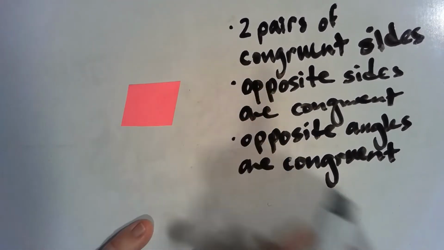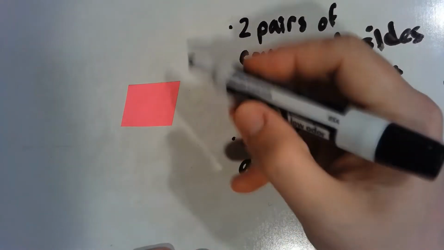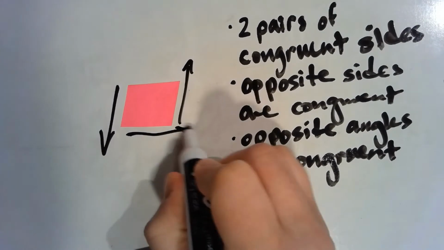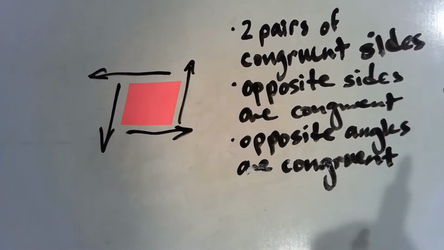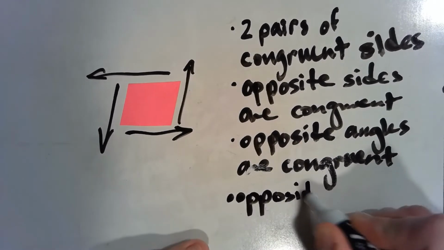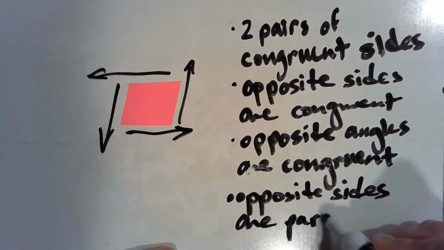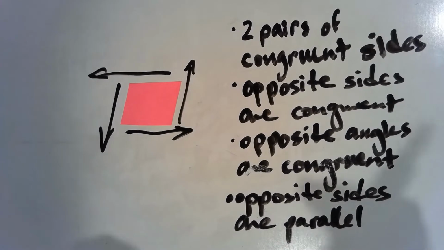So the thing that makes this a parallelogram is that opposite sides are parallel. So those sides, the sides here, are never going to touch. So opposite sides are parallel. Or it might say two pairs of parallel sides. Now, what does that mean?